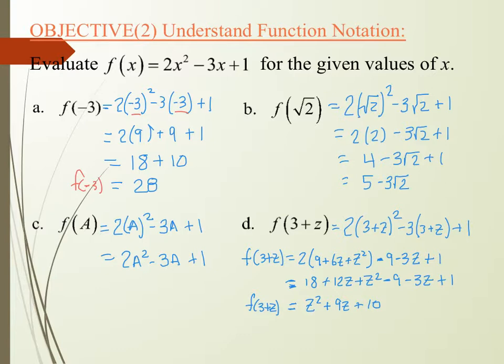So now we go to b. We look at b, f of the square root of 2. We put the square root of 2 into our function, and we find that f of square root of 2 is equal to 5 minus 3 square root of 2. You can see that 2 times square root of 2 squared is just 4, minus 3 square root of 2, plus 1. So 4 plus 3 square root of 2 plus 1, and we combine the ones, right?